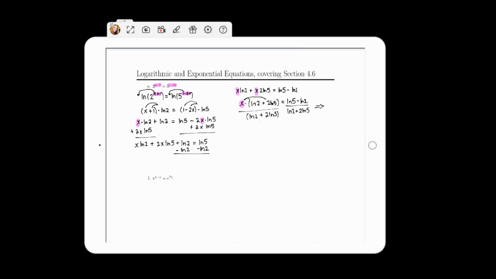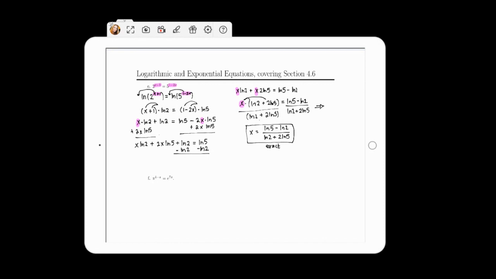And so I get my answer, x equals the log of 5 minus the log of 2 over the log of 2 plus 2 times the log of 5. This whole thing right here is my exact answer. I have x on one side and only numbers with no x's on the other side.